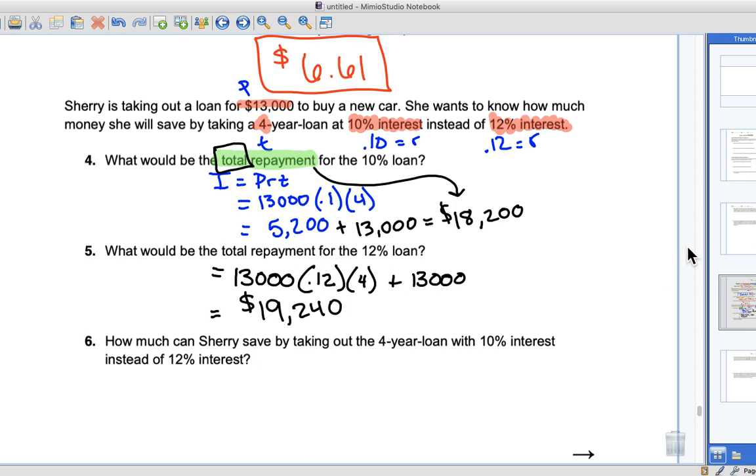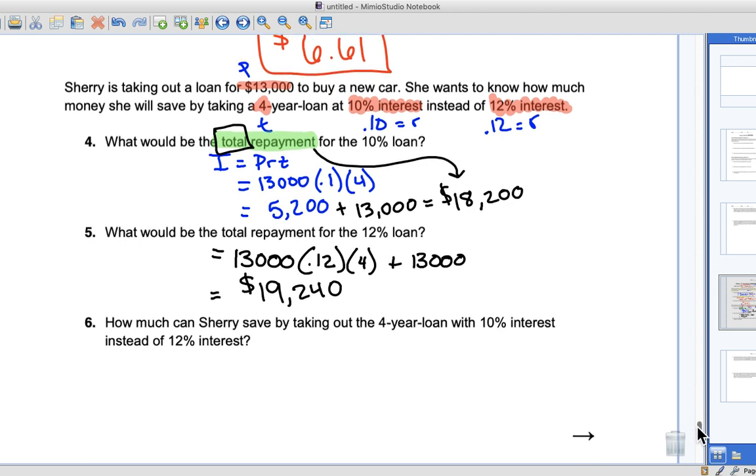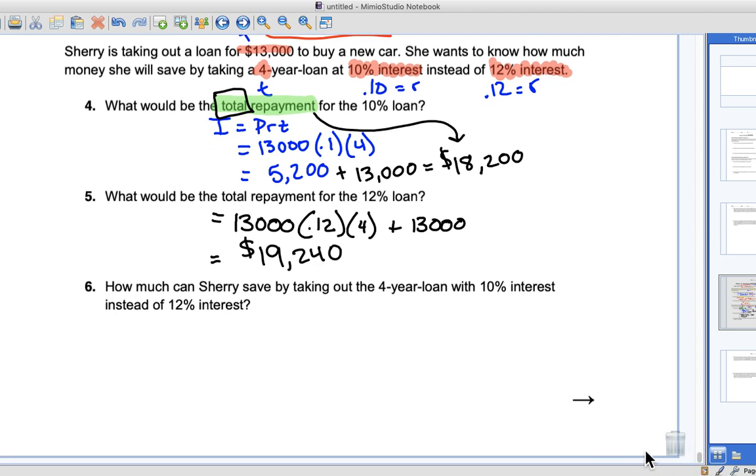All right, 6. How much can Sherry save by taking out the 4-year loan with 10% interest rather than the 12%? What should I do with both of those numbers? Subtract them. So I have 19,240, subtracting 18,200, $1,040.